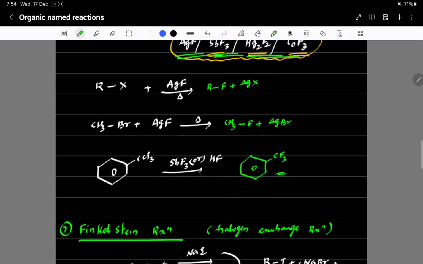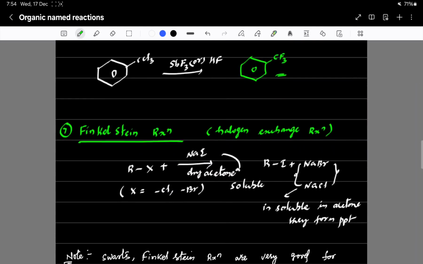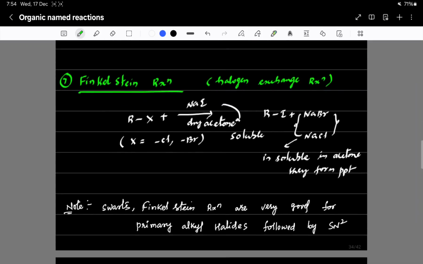Now this is about the Swarts reaction. The Swarts reaction is a halogen exchange, student. So the chloride and bromide are exchanged with fluoride only, giving the alkyl fluoride, right? The Finkelstein reaction is also a halogen exchange reaction, student, right?